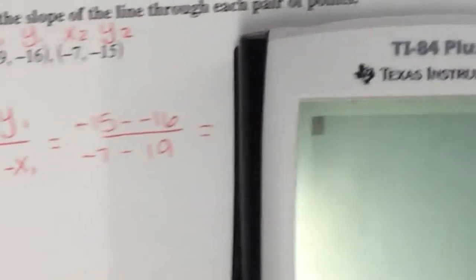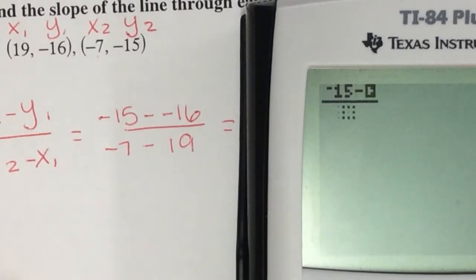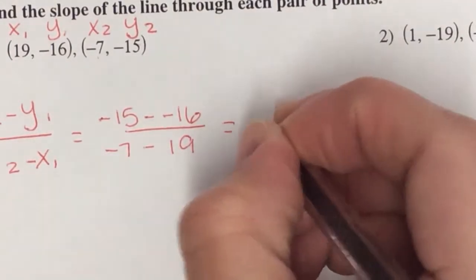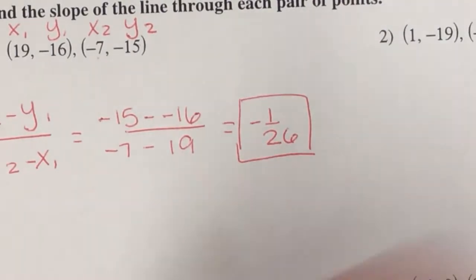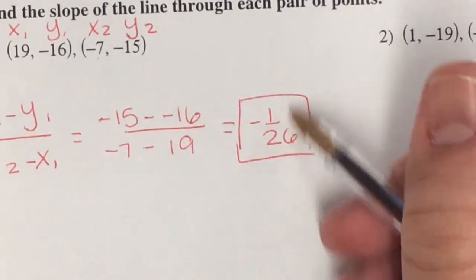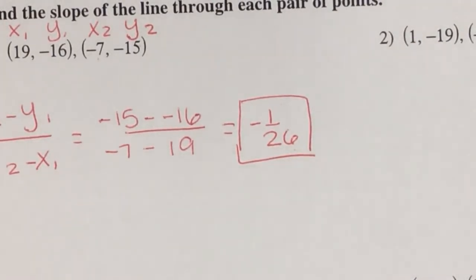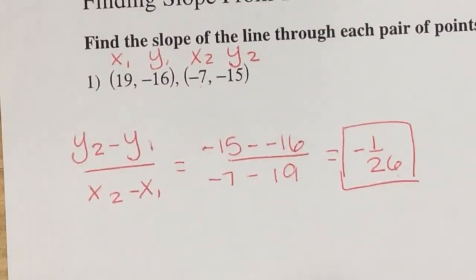Go ahead and plug this into your calculator. So alpha y equals enter. -15 minus -16. -7 minus 19. Hit enter. And it's -1 over 26. And that's okay if it gives you a fraction. That just means that this is our rise over run. Down 1, run 26. Okay, so make sure that for each problem, you have shown me all of this work. This is the work that I expect to see for every problem.